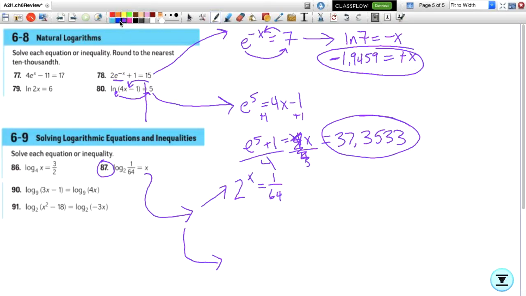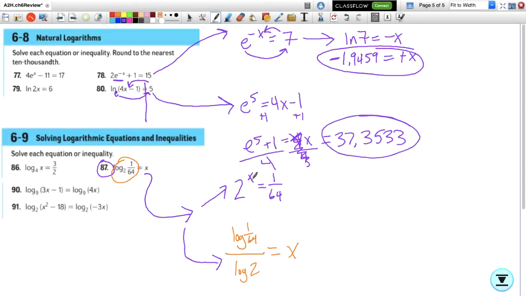The other strategy I could do is I could say, oh, I have all my constants over here equals x. I could do base change form. I could do log of 1/64 over log of 2 equals x, right? Because this can be rewritten as this. Both of these strategies would work.